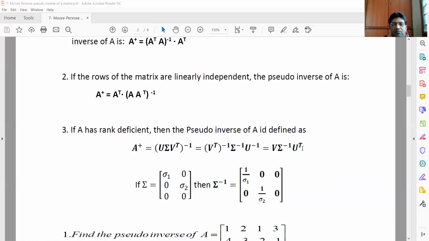U inverse is nothing but U transpose, because U is also an orthogonal matrix, and for an orthogonal matrix its inverse is nothing but its transpose. So when using singular value decomposition, we use this formula to calculate the pseudo inverse. Here, sigma we know how to write in descending order: the biggest eigenvalue first, then the second biggest. In this case, sigma inverse means its reciprocal, so you have to write that.